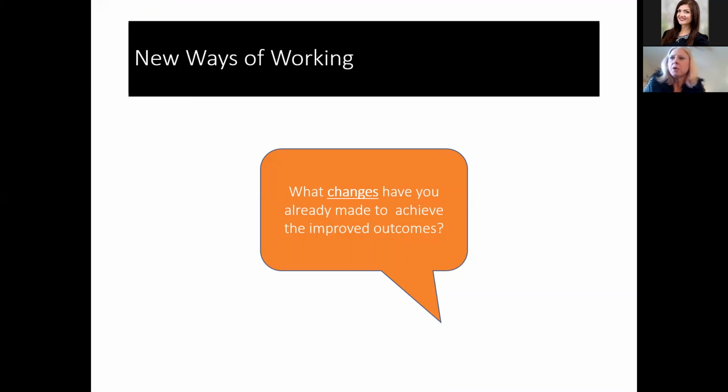So there are new ways of working. That was part of the definition. So think about, what changes have you already made to achieve those improved outcomes? Thinking back to your aim too, those outcomes you wanted, what changes have you already made? Think about your work, key aspects, things you want to sustain going forward. What metrics have you improved upon? Do you have chart data? How about qualitative data along with that quantitative data?